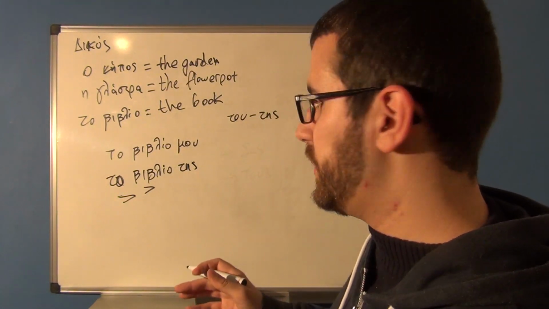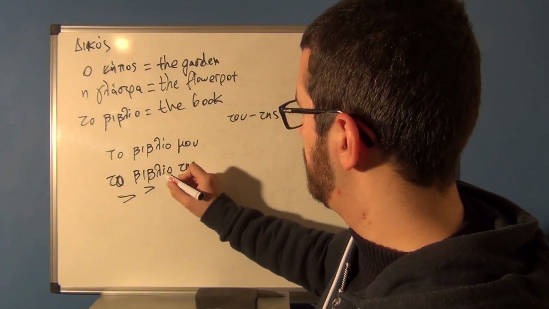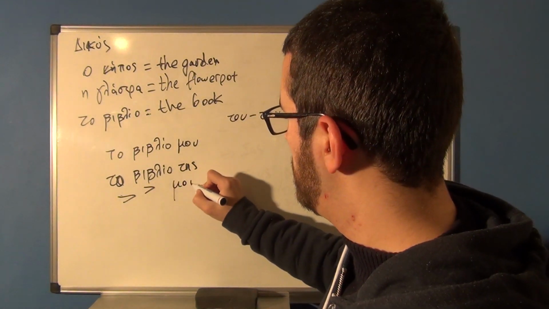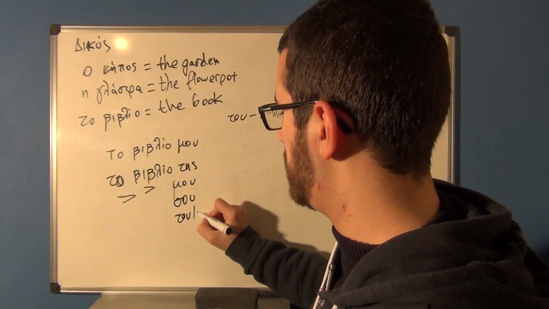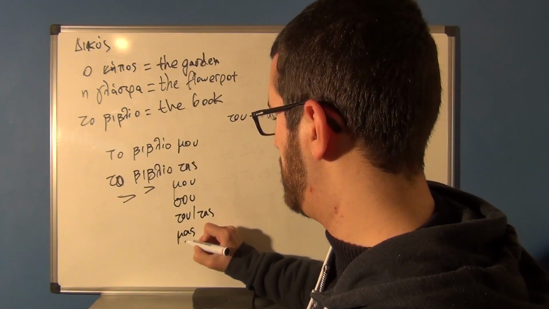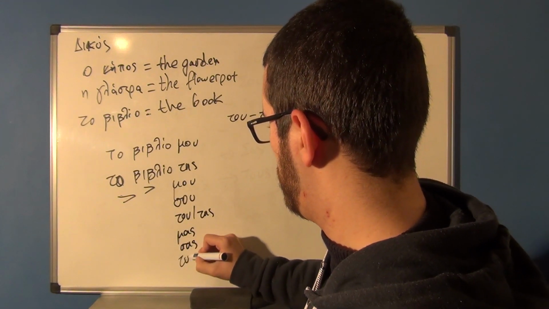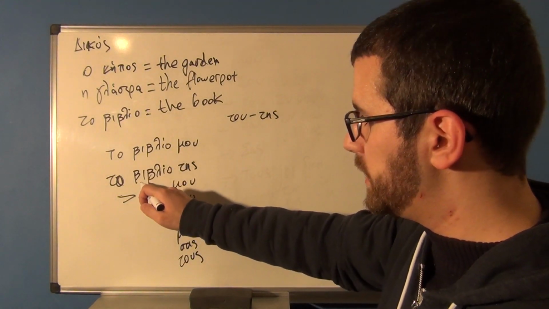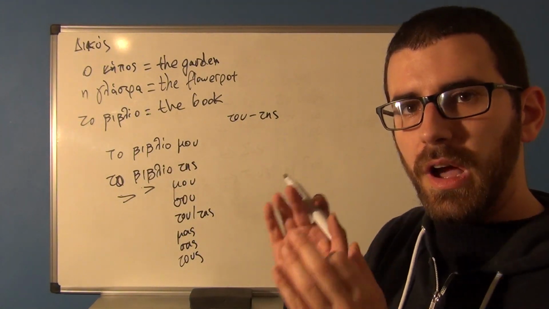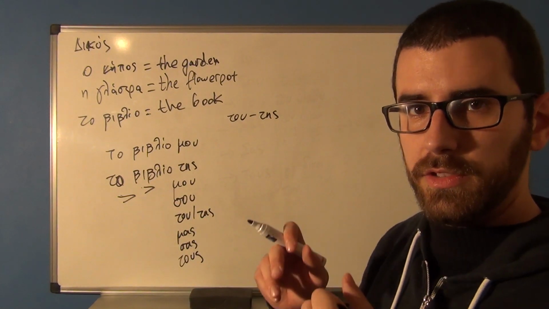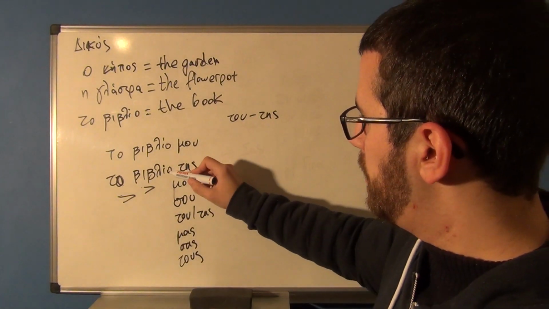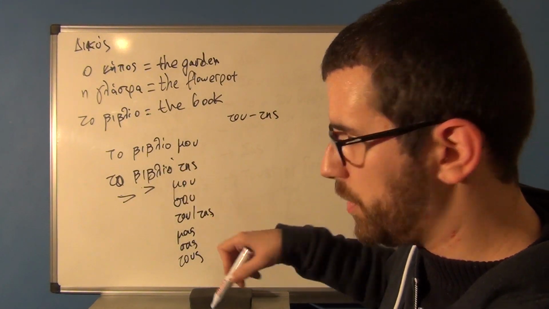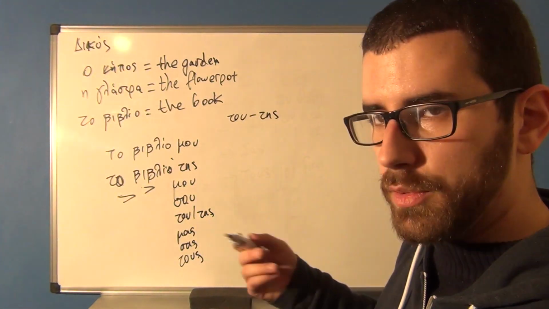This pretty much remains the same, and you just change the possessive pronoun each time. Το βιβλίο μου, σου, του, or της, μας, σας, τους. Now, this in all cases means the book, just one book. You're not changing the object that belongs to somebody, you're only changing who it belongs to. So it's my book, your book, his book, her book, our book, your book, plural, and their book, plural.